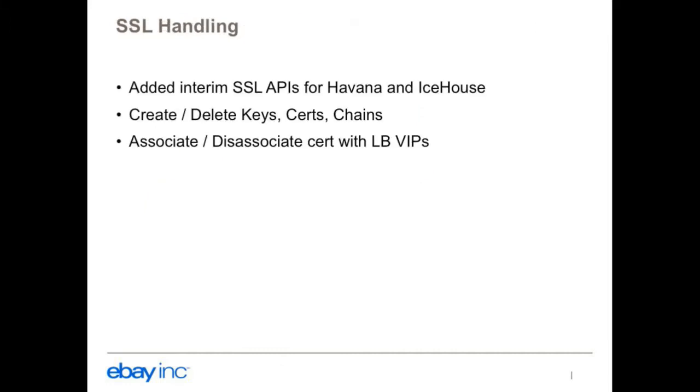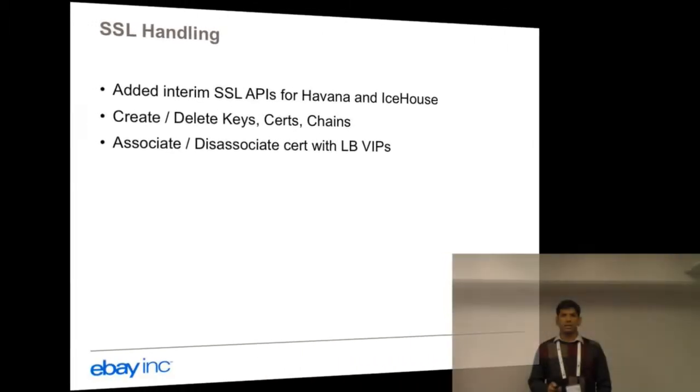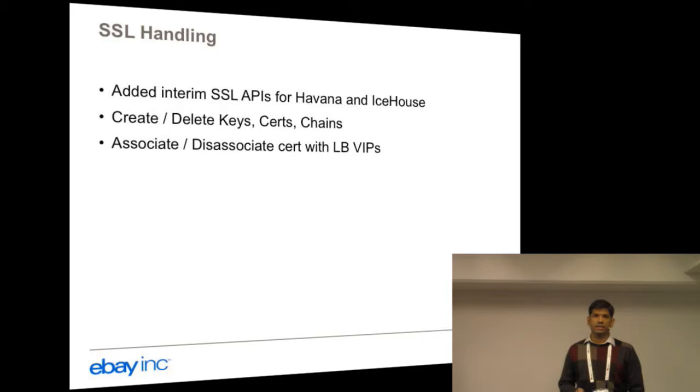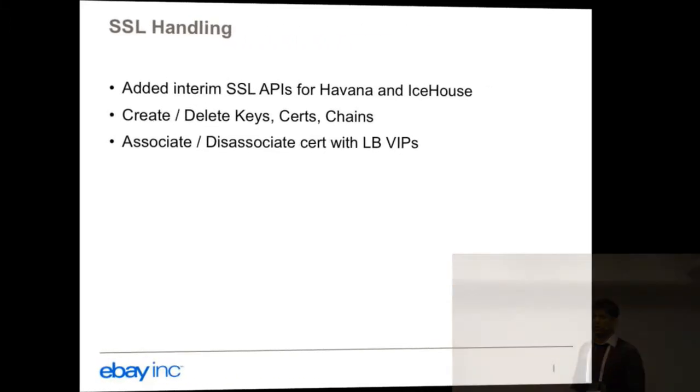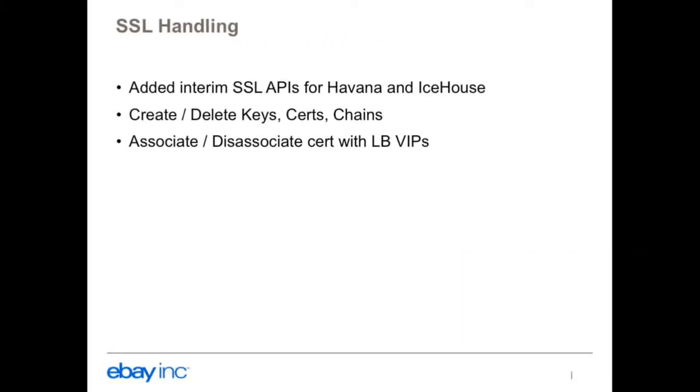SSL handling. The out-of-the-box LBaaS driver does not have SSL APIs. And that's a key feature we needed at eBay because we run most of the production stuff on HTTPS, and SSL was a key requirement. So to overcome this, we implemented SSL APIs. We are running a Havana cloud, so we implemented it in Havana, and also ported it to Icehouse.